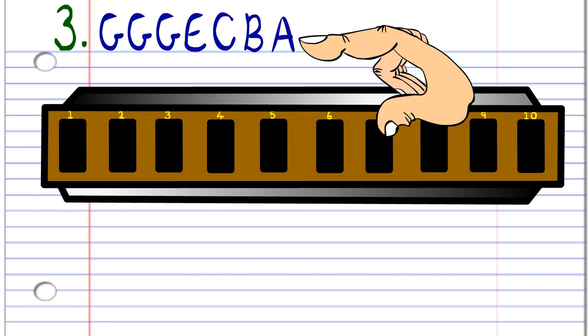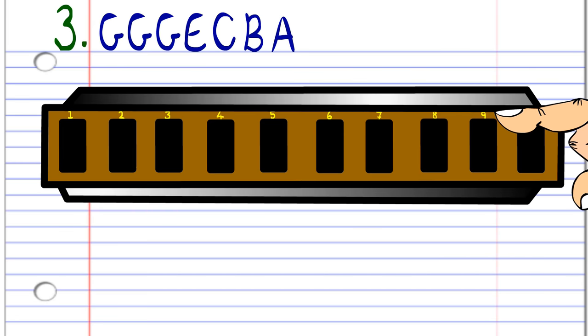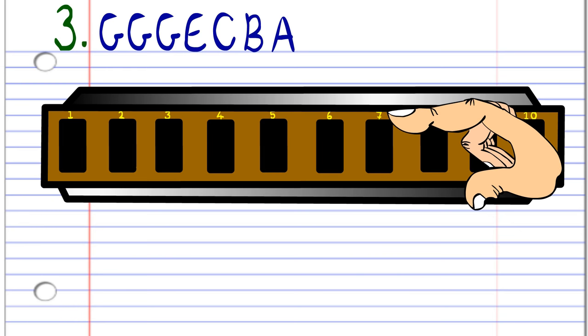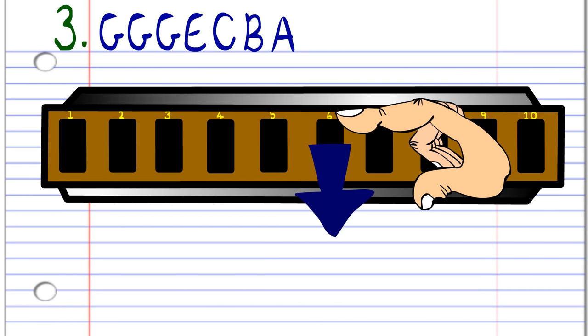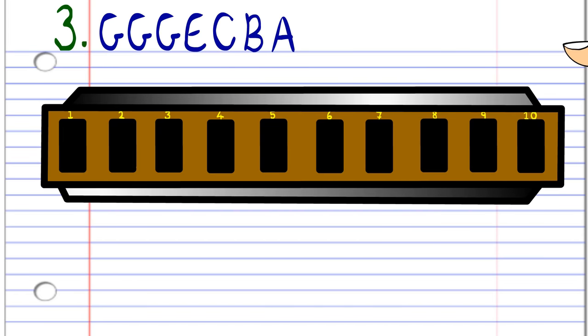For phrase three, blow into six twice. Then blow into nine, blow into eight, blow into seven, breathe in through seven, then breathe in through six. And practice this until you end up with something that sounds like this.